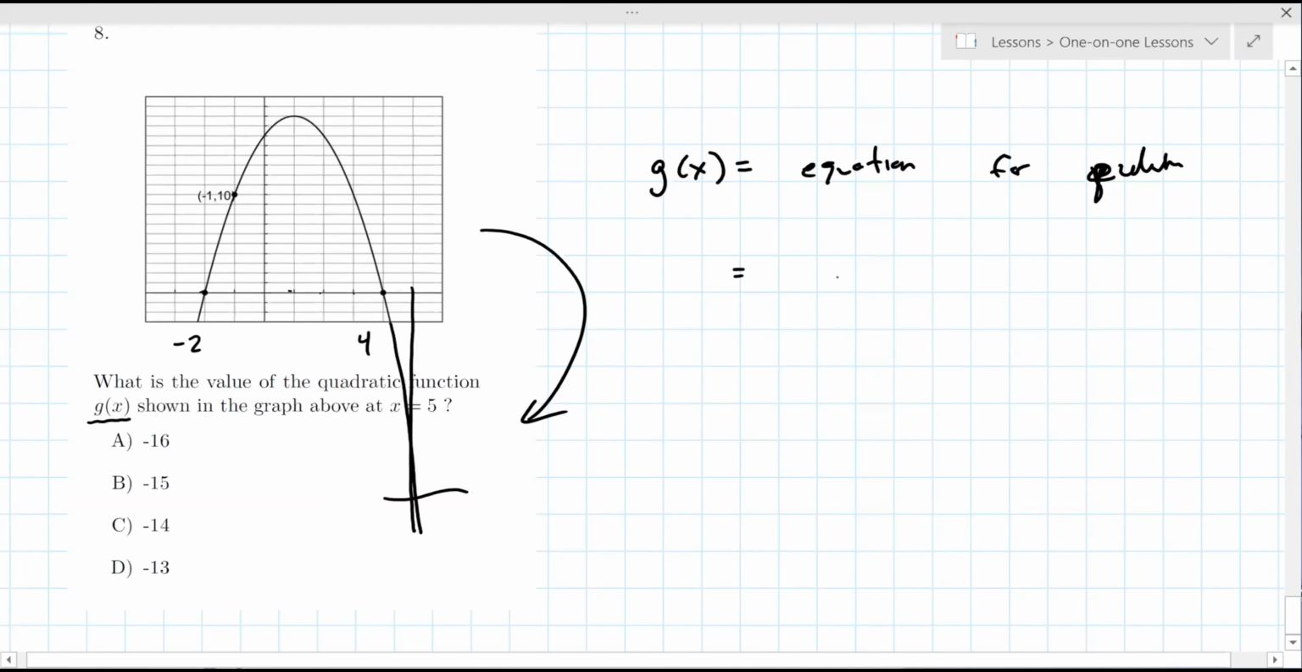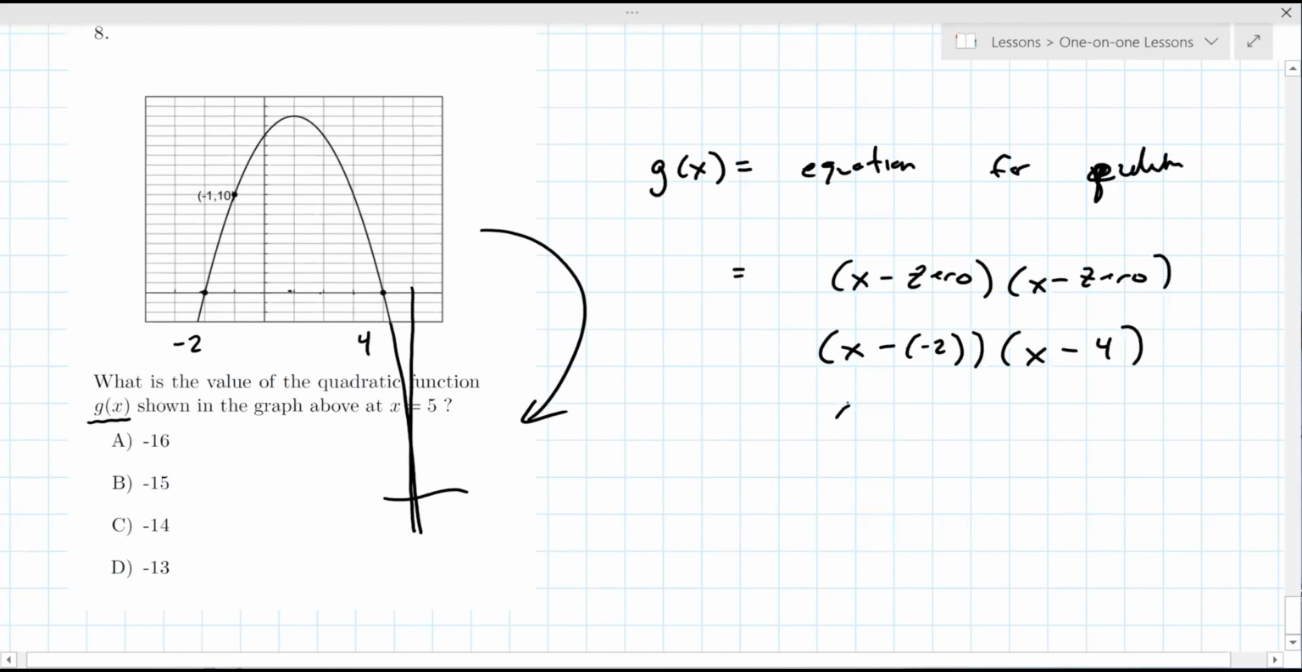So if you recall, you can always write it as x minus the 0, x minus the 0. So what that means is x minus a -2 times x minus 4. So this becomes x plus 4. I'm sorry, x plus 2, and then x minus 4.